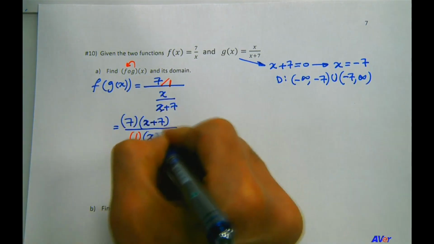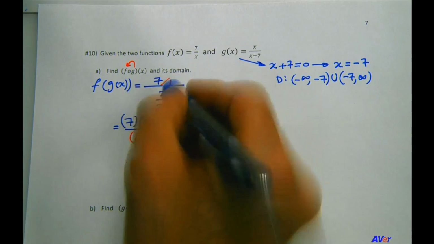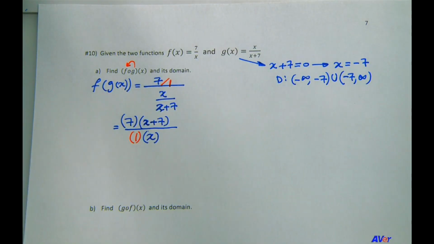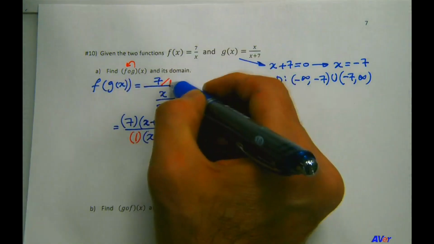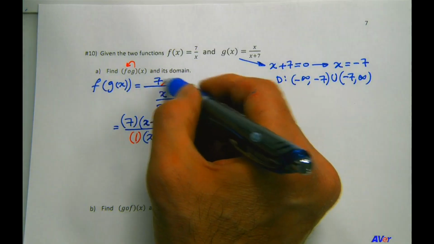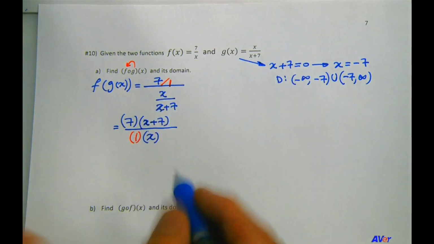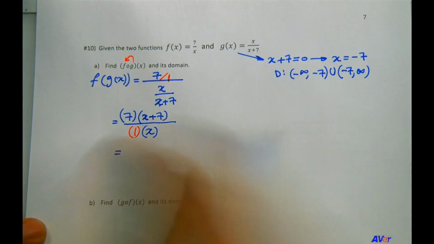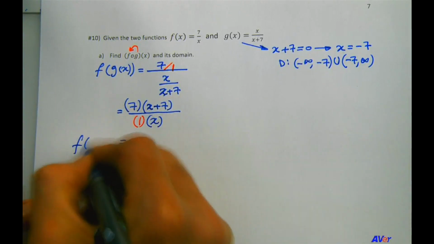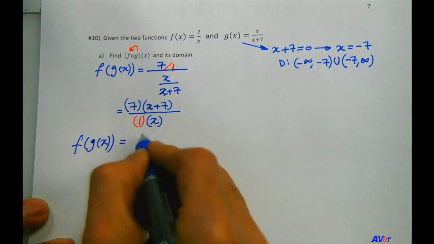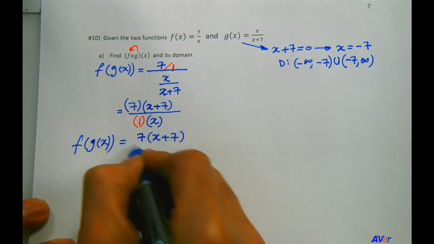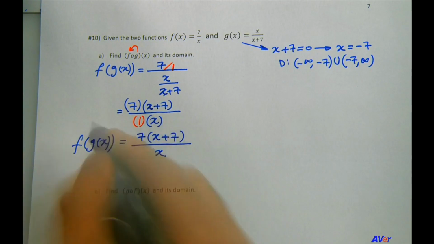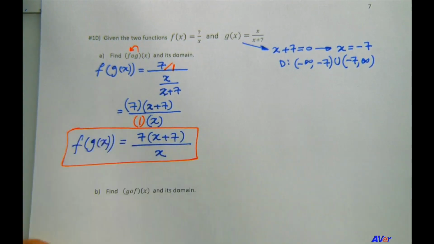I put that one in red because when the denominator is 1, we don't write it, right? The denominator of any digit is 1. So here it makes a difference because we need to know what terms are nearest each other and what terms are farthest away from each other. Okay, so then the result of this is that the composite function would be equal to 7 times x plus 7 divided by x. So this is our full composite function.